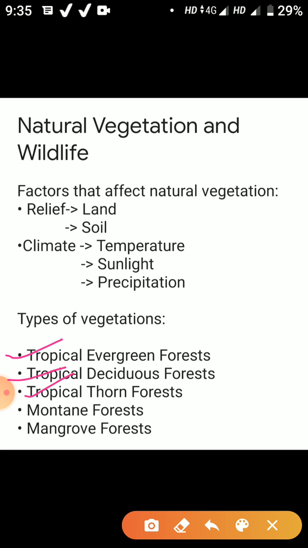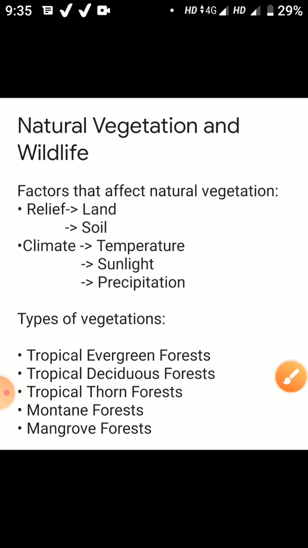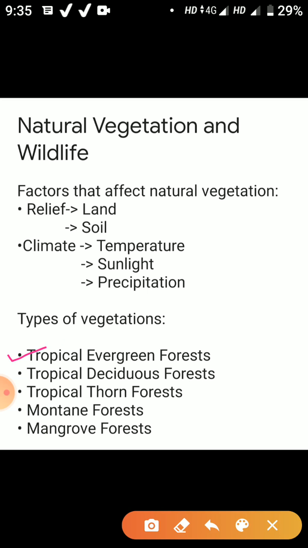After that we will study the montane forest, means the plants that grow on mountains, and then the mangrove forest, means the vegetation that grows in the swampy areas, right? So today we are going to discuss the first topic, that is the tropical evergreen forest. As the name says, it lies in the tropical area between 23.5 degrees north and 23.5 degrees south.